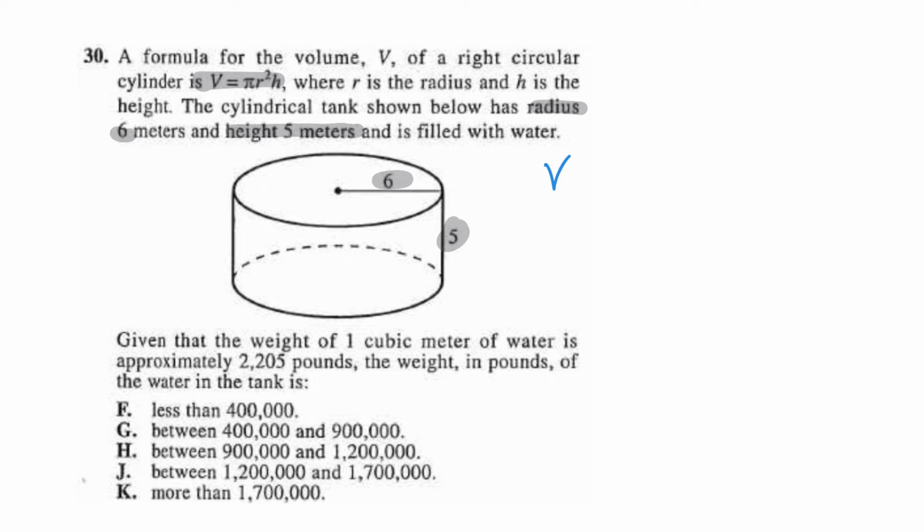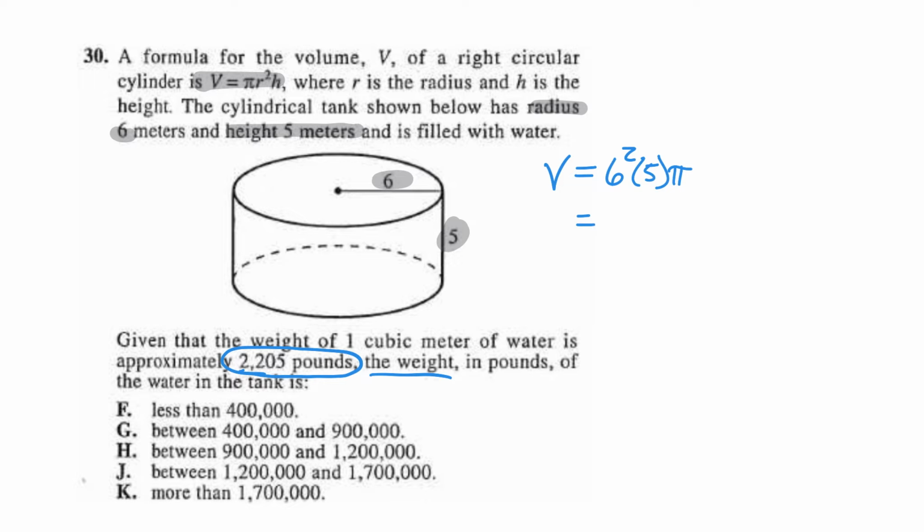And what we're going to have at the end, if you read further, it says, given the weight of a cubic meter of water is 2,205 pounds, we're looking for the weight of the volume, which is basically like a density formula. So let's put this together. The radius is 6 squared times the height, which is 5, times pi. Rearrange the formula. I just prefer to have it this way.